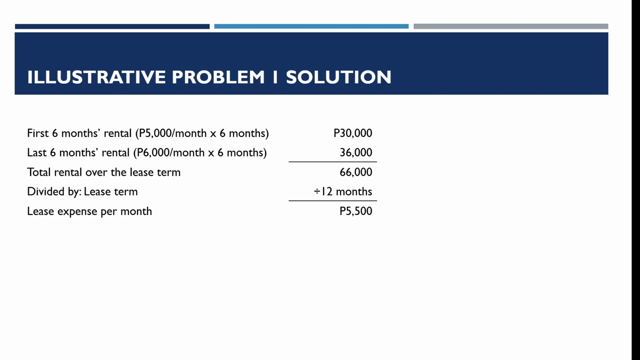For the first 6 months, magkano per month natin? 5,000. Multiply that by 6 months, you will get 30,000. For the last 6 months, per month is 6,000. Multiply nyo rin yan ng 6 months, 36,000. So, how much is your total rental over the lease term? 66,000. Ikakalat nyo yan over the lease term of 1 year or 12 months. So, magkano ang lease expense per month? 5,500.